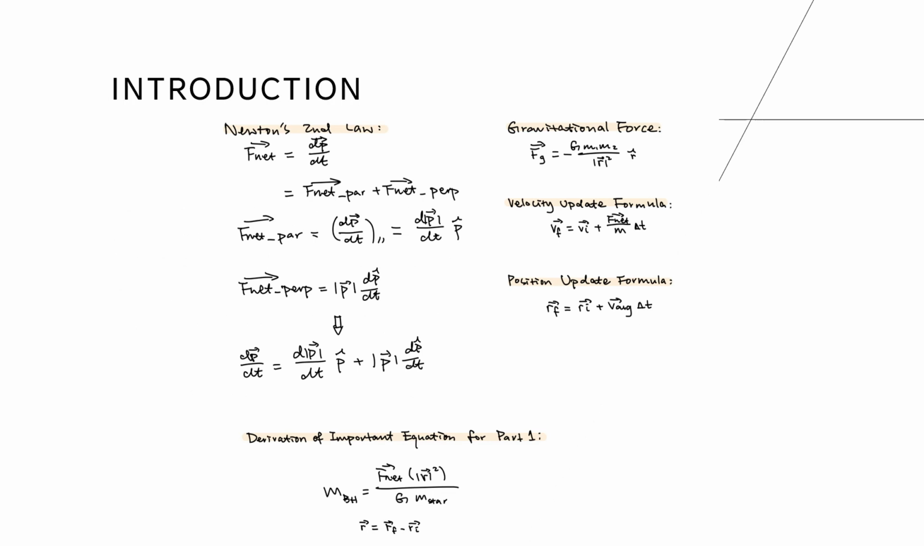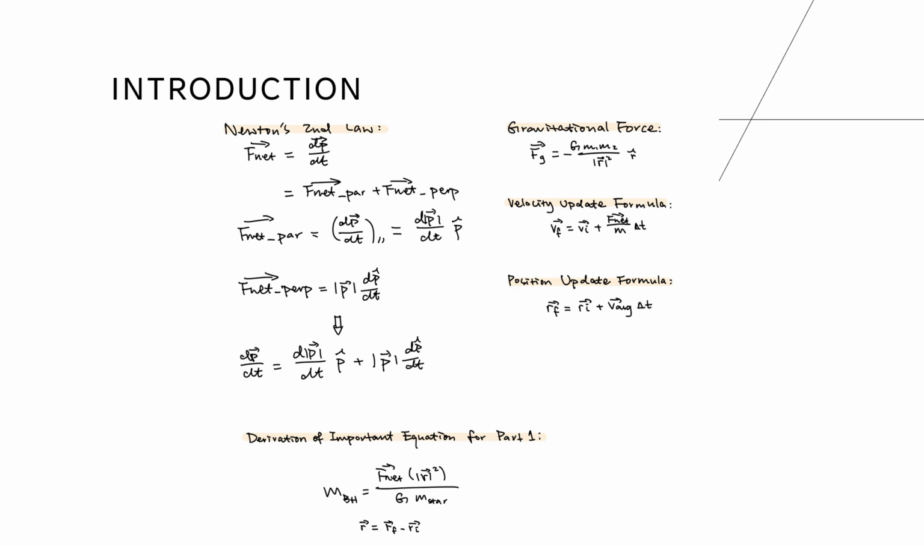Firstly, Newton's second law, and specifically we'll be using F net equals dp over dt. And in this lab, we're also focusing on the parallel and perpendicular components, which sum up to be the net force. The parallel component indicates the change in momentum, and the perpendicular component indicates the change in direction.